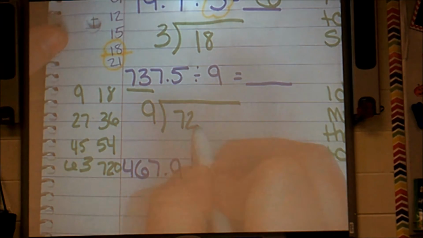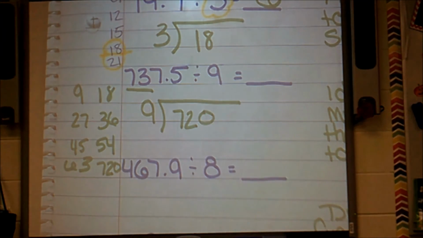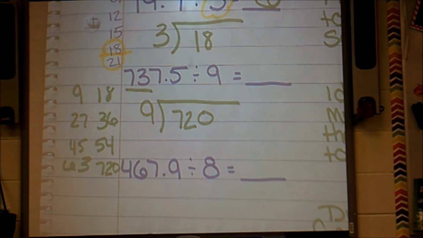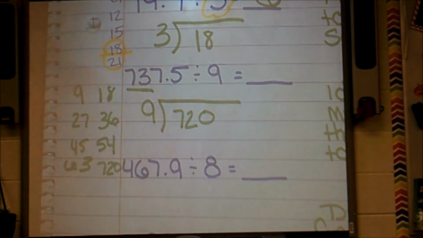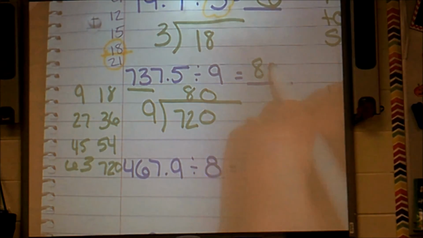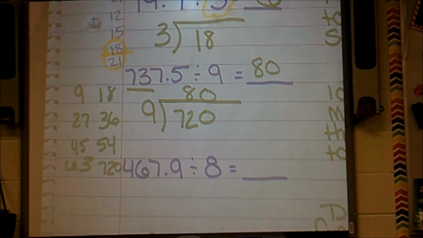I feel comfortable saying that 720 is close to 737 and 5/10. So I can find an estimated quotient for 720 divided by 9. Well, 9 goes into 72, 8 times, add a 0, so it's close to 80.